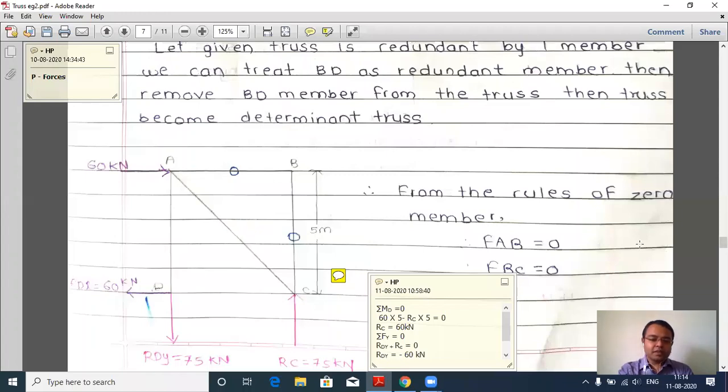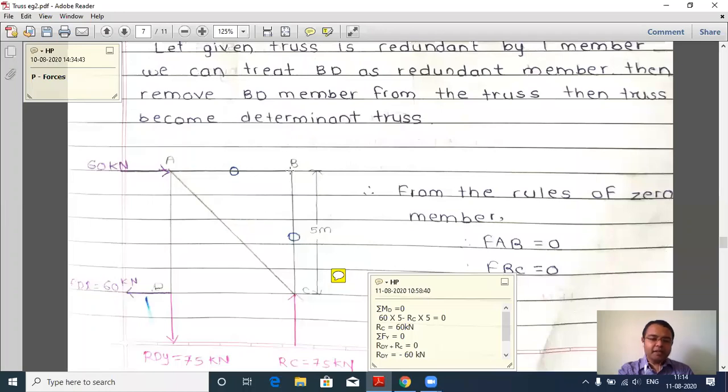So first step, before going for analysis, we can find the zero force members, that is, the members in which the force is 0. Already we have gone through the zero force member rules. I have given 3 rules for that. For this, just consider a joint. So here consider joint B.